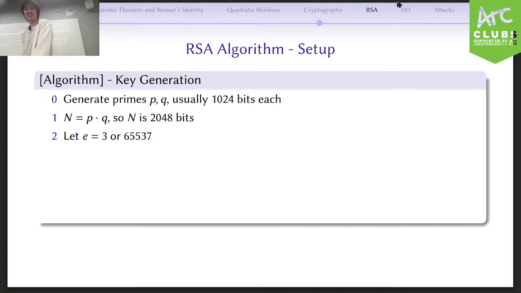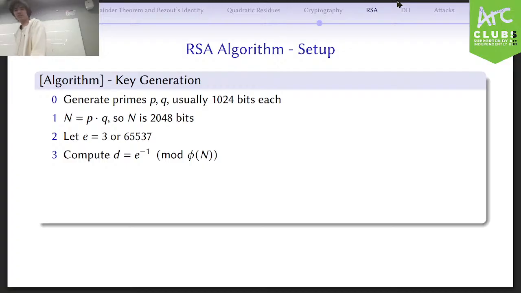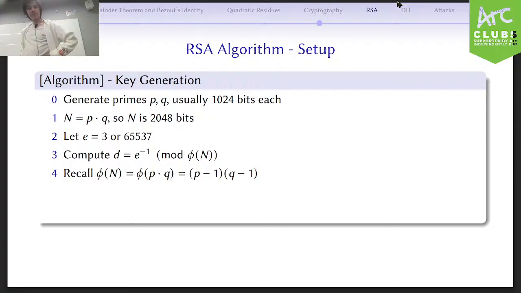Usually in practice, it's going to be 65537 because we'll see there are issues if you choose E to be like 3, if it's too small. But in our case, it doesn't matter for now. All right, more maths. We compute D, which is going to be the modular inverse of E mod totient N. We'll see why later. Recall that totient N, in this case, since P and Q are prime, is just P minus 1 times Q minus 1.